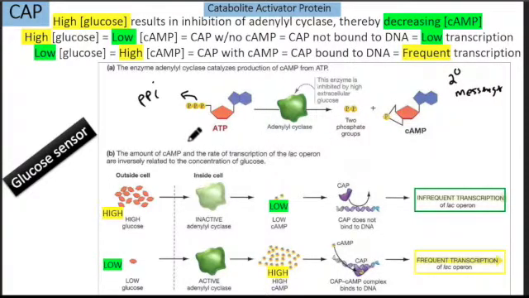this happens mostly when there's low glucose, because high glucose inhibits this enzyme. So in high glucose, adenylyl cyclase is inactivated, which means that there's low cyclic AMP because this is not working as much. So with low cyclic AMP, CAP is not going to be bound with cyclic AMP. So in this case, it does not bind to DNA, and it does not recruit RNA polymerase. Remember this? It recruits RNA polymerase when it's bound. When there's cyclic AMP bound, it recruits RNA polymerase and transcribes.